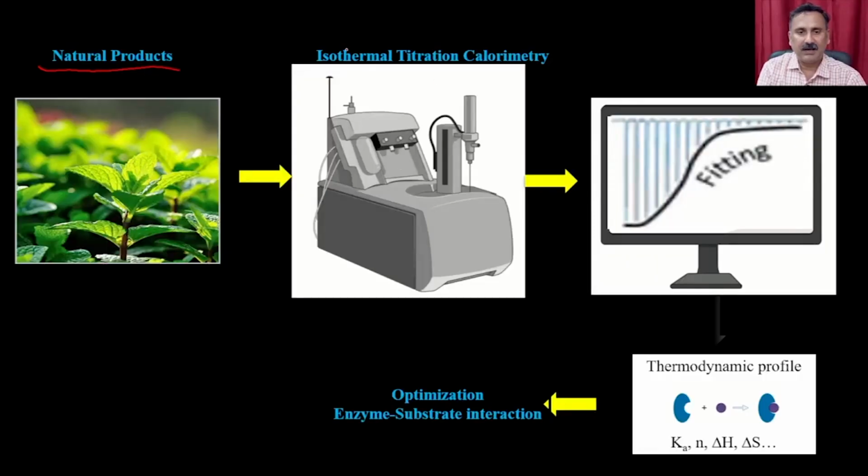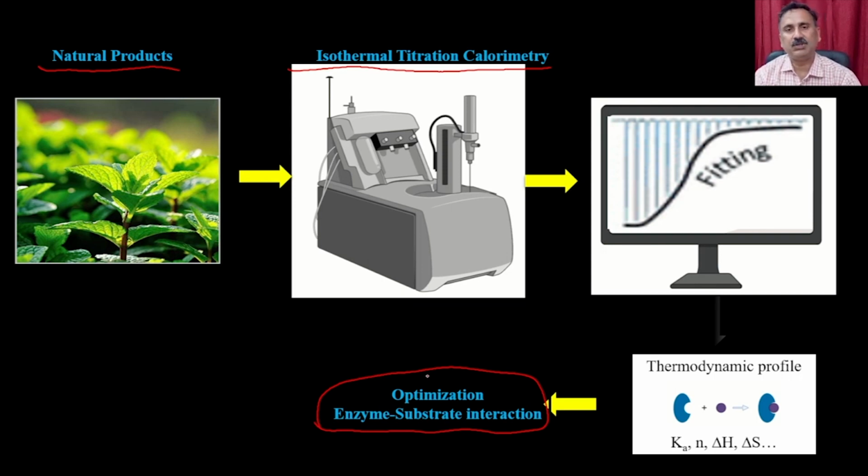So this is the isothermal titration calorimetry instrument, and ultimately you're going to get this particular type of curve. That curve is going to give you all the parameters like the KD values, affinity parameters, stoichiometry, change in enthalpy, and change in entropy. And when you use this data for multiple rounds, you can do the optimization to calculate the enzyme-substrate interactions.